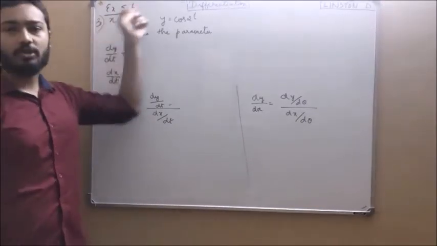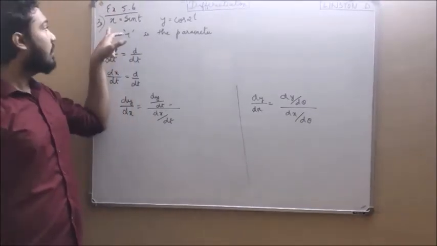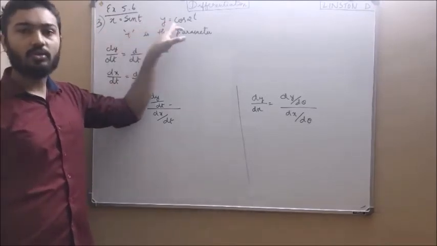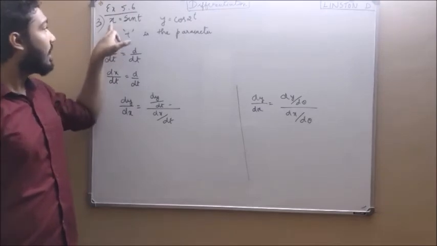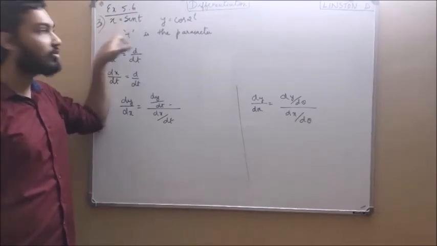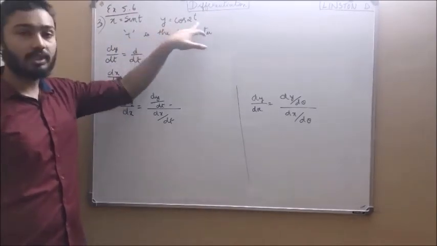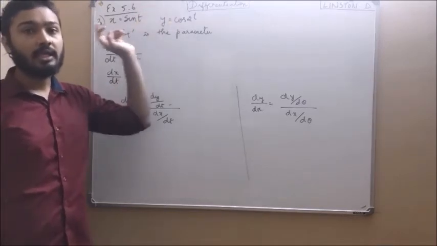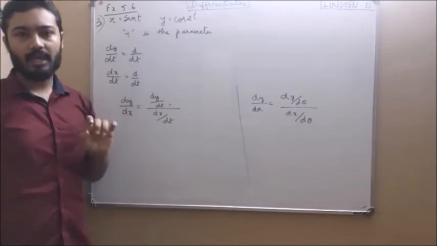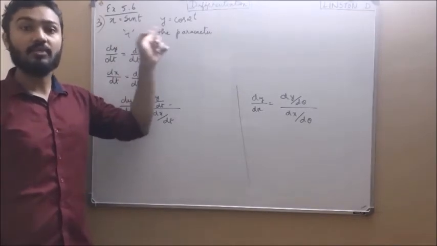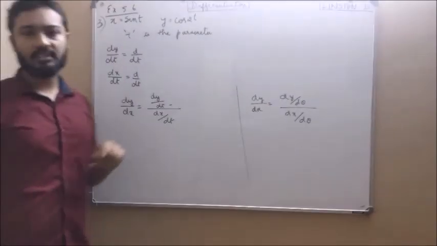Next, exercise 5.6, we'll do the third question. x equal to sin t, y equal to cos 2t. Now how to do this? Here x is sin t, x depends on t, y is cos 2t, y also depends on t. Here this forms a parametric equation where t is nothing but the parameter. t is the parameter, the third variable. Now how to differentiate this?